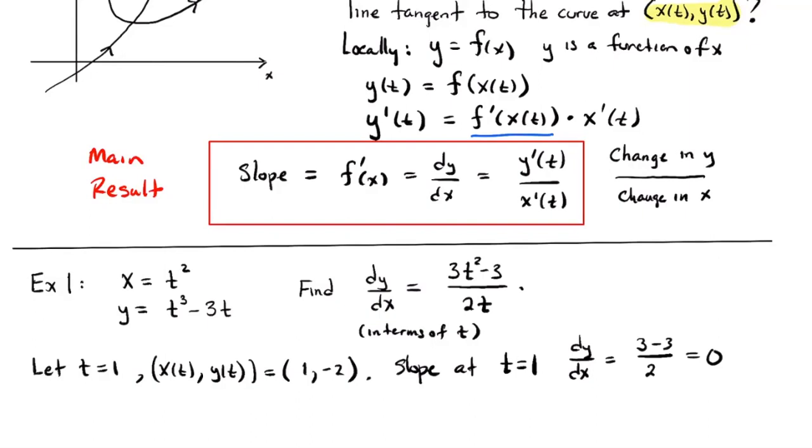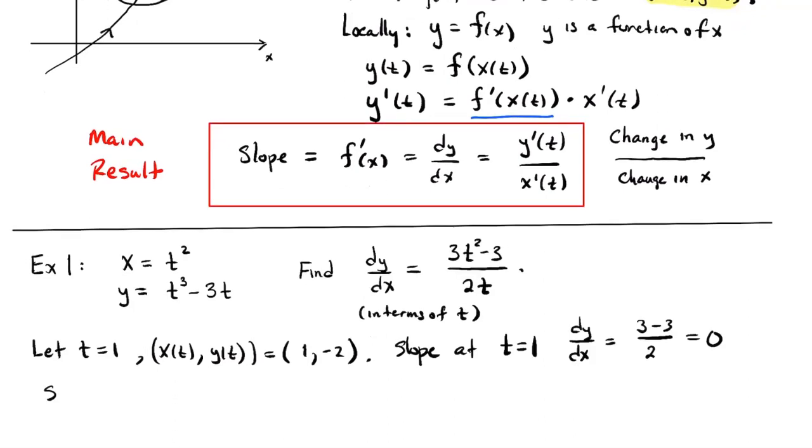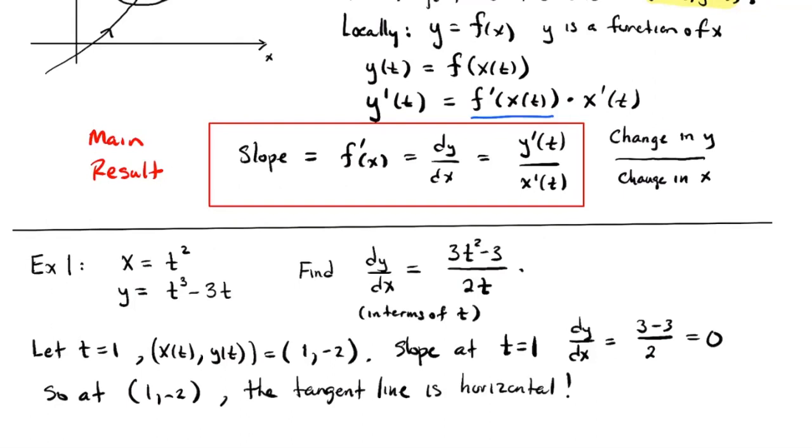Okay? So what does that mean? That means at the point (1, -2), i.e. when t is equal to 1, the tangent line is horizontal. All right, so I know something about this curve. I didn't have to have a picture to look at it, but I do want to look at a picture.